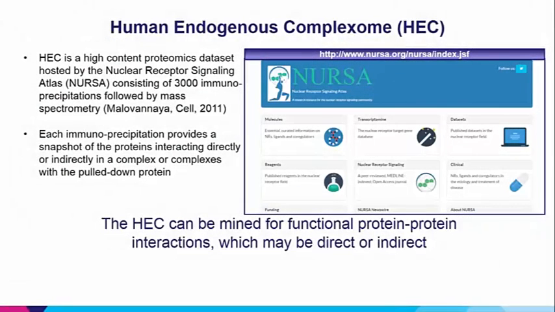And so what this dataset is telling us is each of these immunoprecipitations is isolating a particular protein, and along with it, any proteins that are in a complex with that particular protein. So each immunoprecipitation provides a picture of the proteins that are interacting either directly or indirectly in one or multiple complexes with this one protein that we were trying to isolate. So this is a useful dataset for finding functional protein-protein interactions.